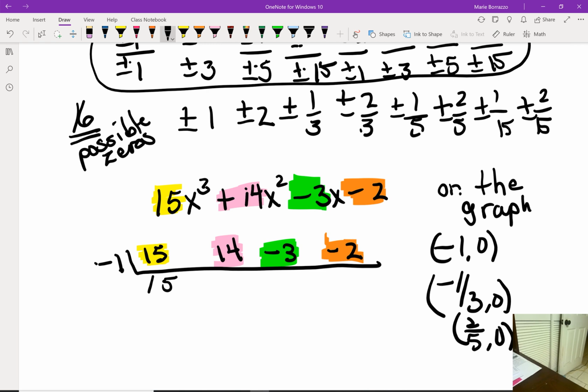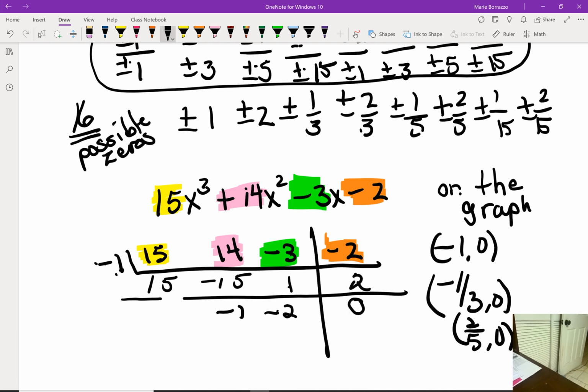Okay, so drop to 15. Negative 1 times 15 is negative 15. Looks like that leaves me a negative 1. Negative 1 times negative 1 is positive 1. Negative 3 plus 1 is negative 2. Okay, and negative 1 times negative 2 is positive 2. And you notice that I get a 0 remainder. That right here, this is how you know that that is a 0 of the equation. In this particular case, we use negative 1 because we have negative 1, 0.